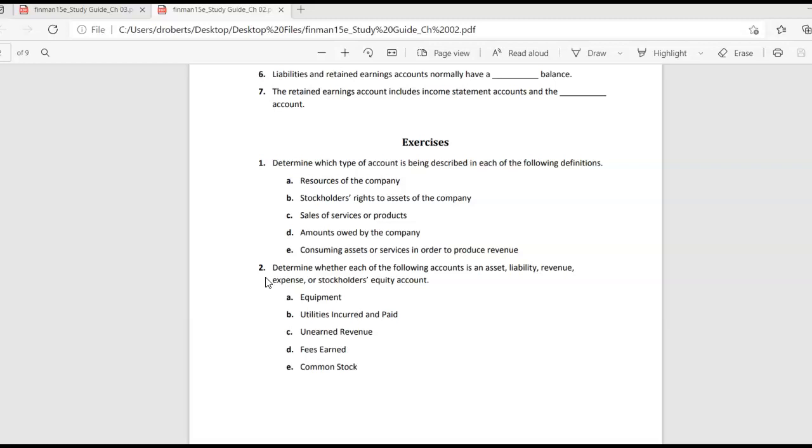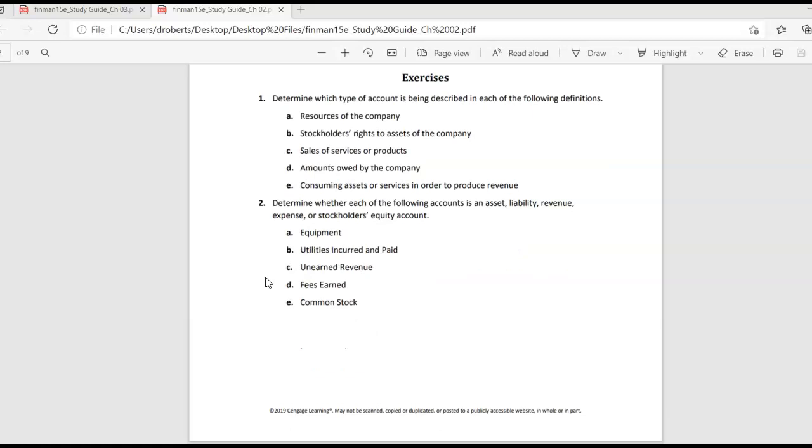E, consuming assets or services in order to produce revenue. This one here is tricky, so think it through. Consuming assets or services in order to produce revenue. 2 seconds. If you selected expense, you are correct. Now, number 2, let's do the same thing here.